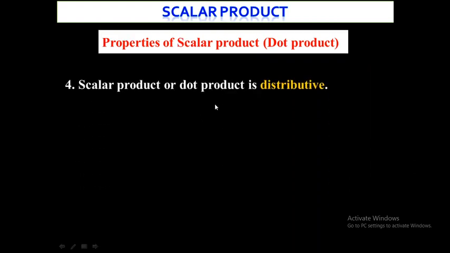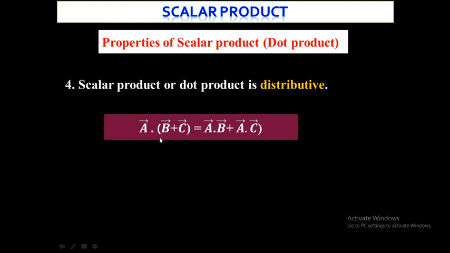The fourth property is that the scalar product or dot product is distributive. Mathematically, A dot (B plus C) is equal to A dot B plus A dot C. Vector A is distributed over B and C. It means the dot product is distributed over the second and third vectors. So this property is known as the distributive property of dot product.